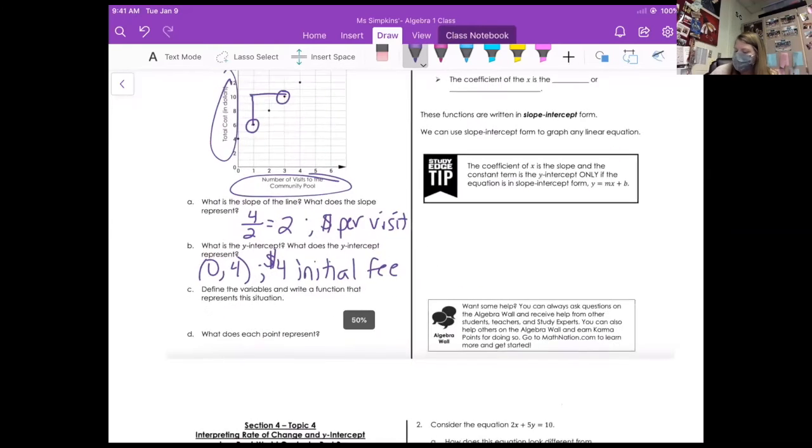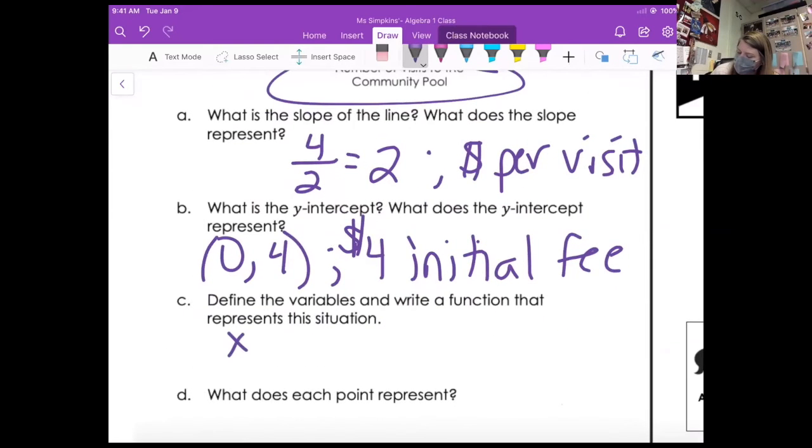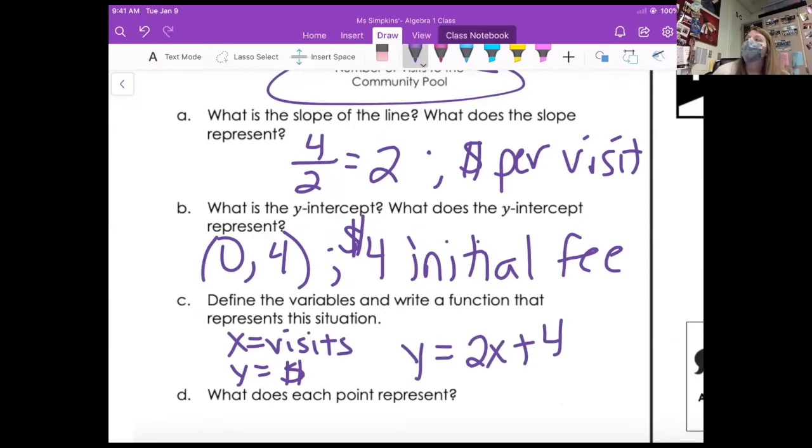All right, so then defining variables, x was visits. y is dollars. Did anybody write an equation? What did you get, Connor? Okay, beautiful, except you need to make sure you put y equals. Okay, 2x plus 4, no problem. So y equals 2x plus 4. So I'm charged $2 per visit plus that $4 initial fee.